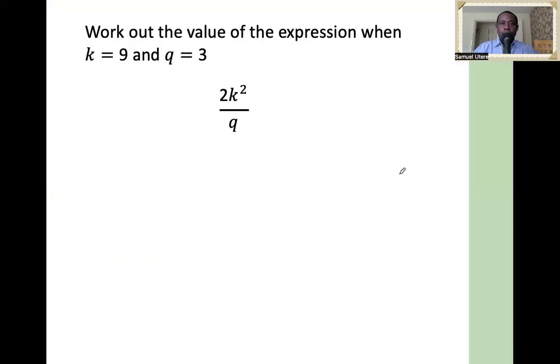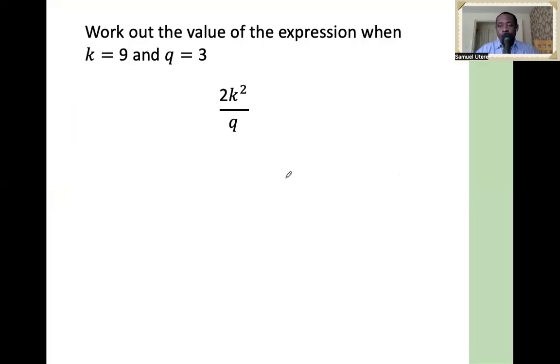All right, let's look at a new learning for the second part of our lesson. So sometimes you'll be given expressions and you'll be asked to substitute values into the expression to work out the actual value of the expression. So here we're told that k is 9 and q is 3. So wherever we have k, we're going to substitute that in.